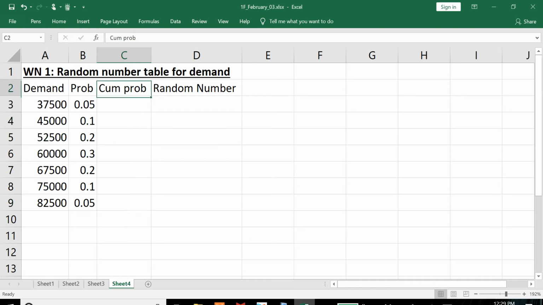Okay, cumulative probability is the cumulative values of the probability column: 0.05, this plus 0.10, cumulative values of the column 2, 0.15 plus 0.20, goes on like this. Cumulative values of the probability column. Clear?